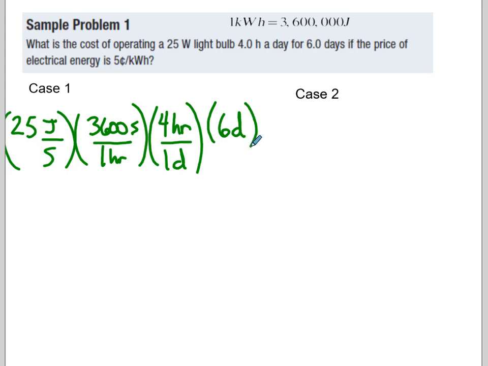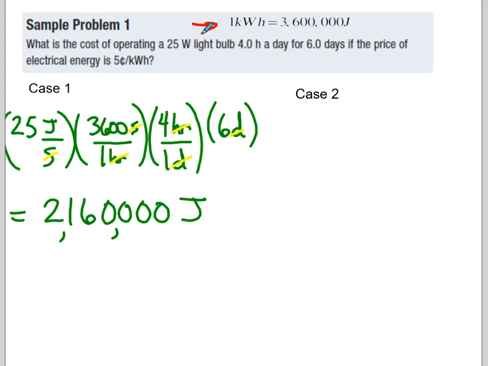If we do a quick check, the days are going to cancel, the hours are going to cancel, the seconds are going to cancel, and whatever I get as my multiple, I should end up with something in joules, which is an amount of energy. So 25 times 3,600 times 4 times 6, I get 216 and 4 zeros. So that is 2,160,000 joules.